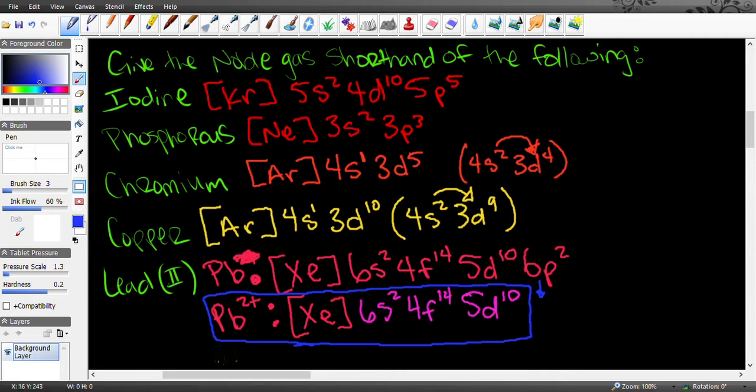Yeah, just make sure you remember the special ones. So chromium, and then the precious metals. So copper, silver, and gold.